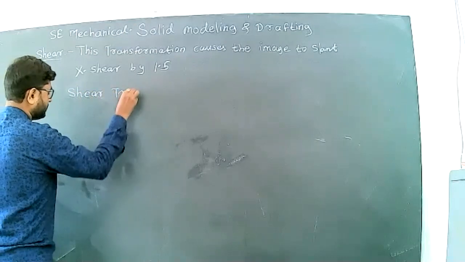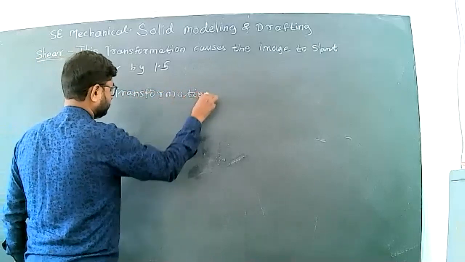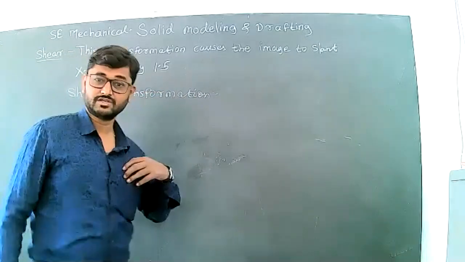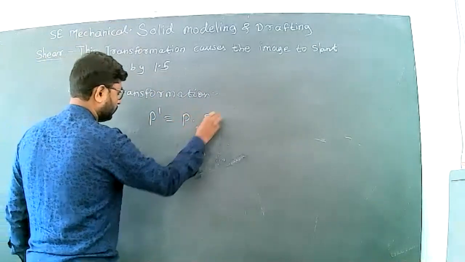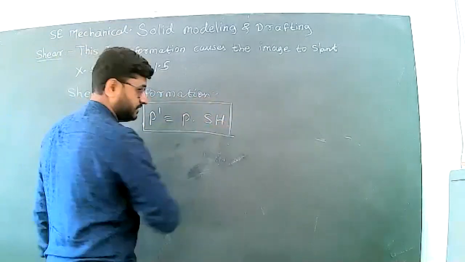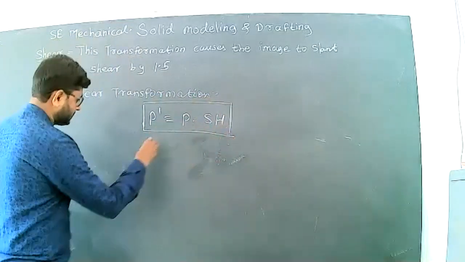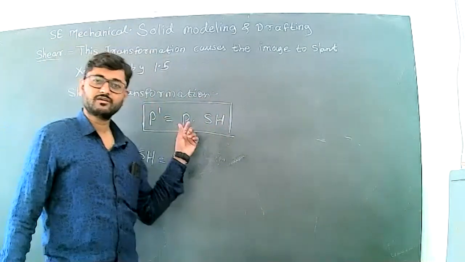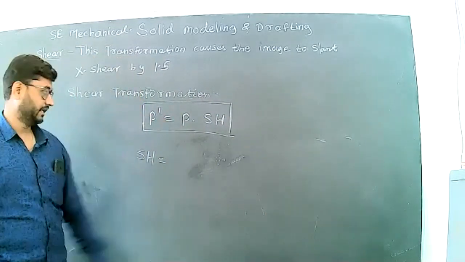Here again the shear transformation. The general equation for shear transformation is P dash is equal to P into SH. This one is the general equation for shear transformations. Here SH means shear. This P is the old value and P dash is the new value, that is, the new value after shearing.